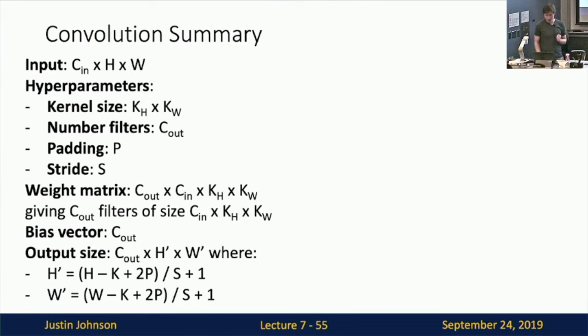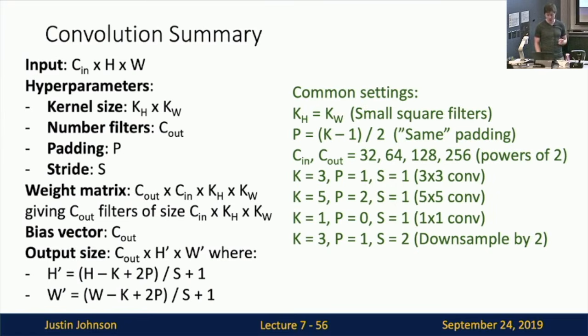So then the recap of a convolution is that it takes this three-dimensional input. It has hyperparameters: the kernel size. In general, you might imagine non-square kernels, and they do show up sometimes, but the overwhelming majority of kernels are square. A number of filters, a padding, and a stride. We have a four-dimensional weight matrix and a single bias vector. And then it produces a three-dimensional output according to this particular formula.